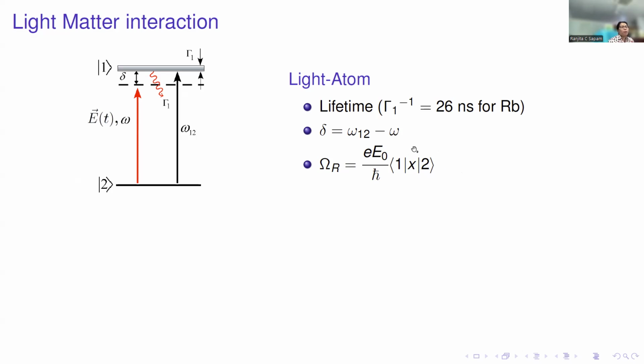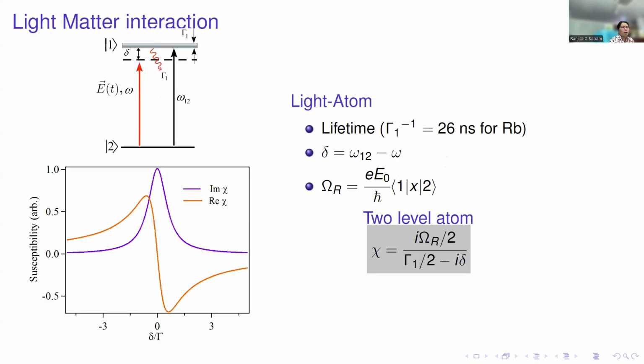And the dipole matrix elements between the ground state and the excited states come from the properties of the atoms. So this is the interaction of light with the atoms. Light-atom interactions give me the strength of the interactions, give me the Rabi oscillations. If I plot these oscillations, then these Rabi oscillations we can extract by calculating the susceptibility.